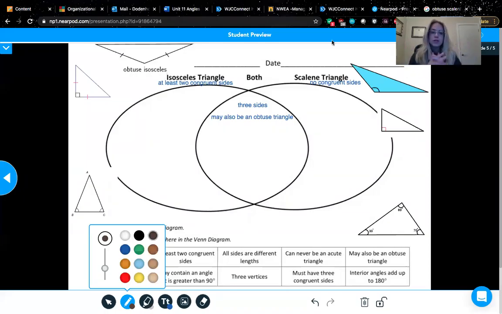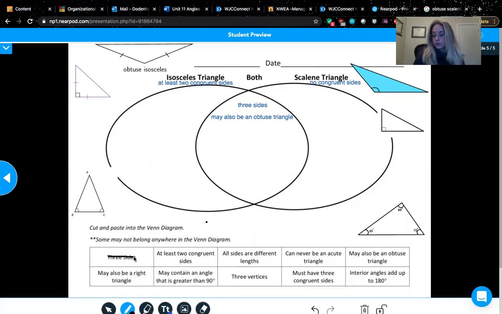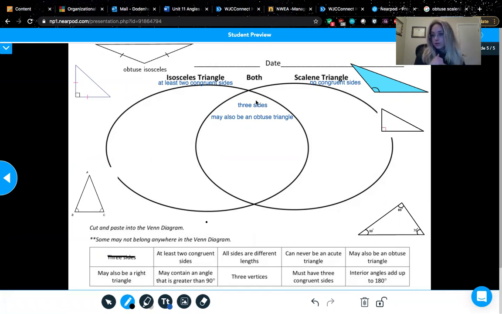Okay, let's go over it. I went ahead and uploaded a few pictures to help us make sense of the word bank. Okay, so we already answered the first one, three sides. That's true for both isosceles triangles and also scalene triangles.